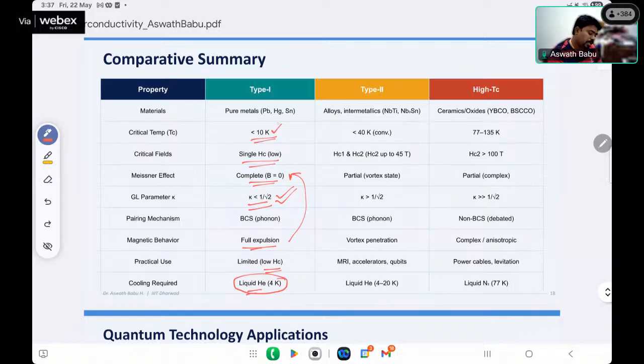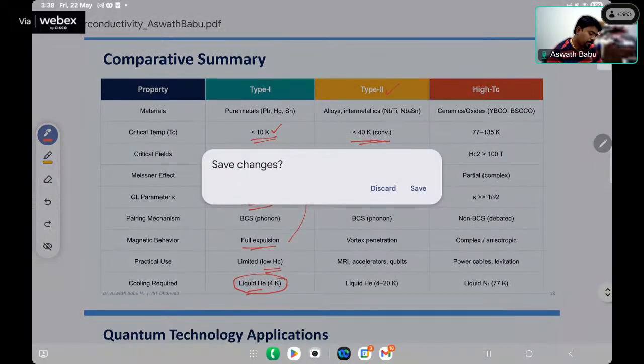On the other hand, for type 2 superconductors we can slightly relax the temperatures to about 40 Kelvin. This is something in between, in the mixed state, where a part is superconducting and a part is non-superconducting. That is what we saw earlier.